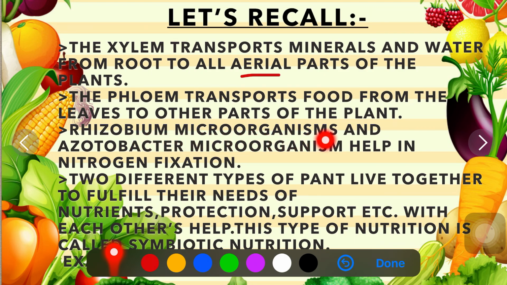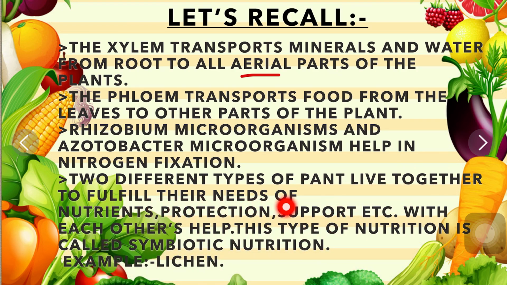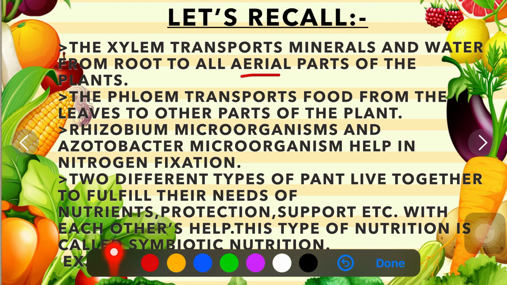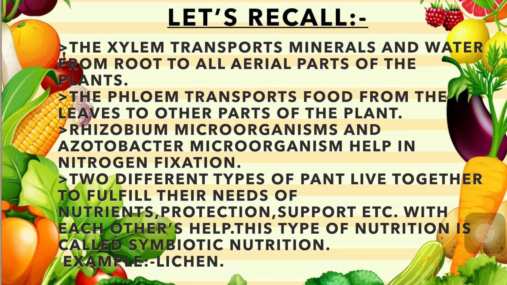Rhizobium and Azotobacter microorganisms help in nitrogen fixation. Two different types of plants live together to fulfill their needs of nutrients, protection, support, etc., with each other's help. This type of nutrition is called symbiotic nutrition. An example of symbiotic nutrition is lichen.